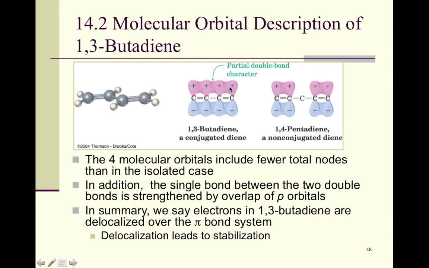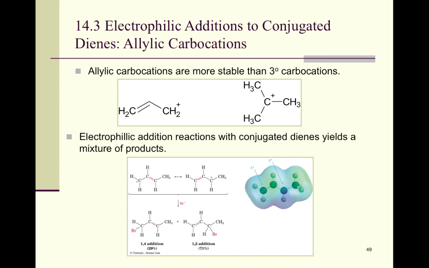This illustration is showing us the delocalization of 1,3-butadiene, the conjugated system. You can see that this piece right in here, where the double bond isn't, is actually also participating in the overall pi system. Electrophilic additions to conjugated dienes. Allylic carbocations. Allylic carbocations are more stable than tertiary carbocations. Here's a structure of an allylic carbocation, and this is what a tertiary carbocation looks like.